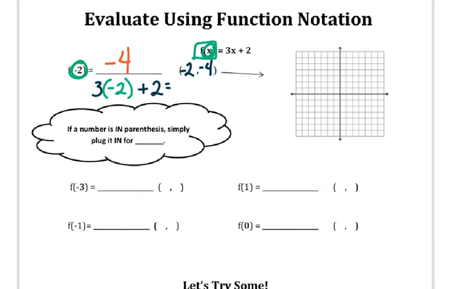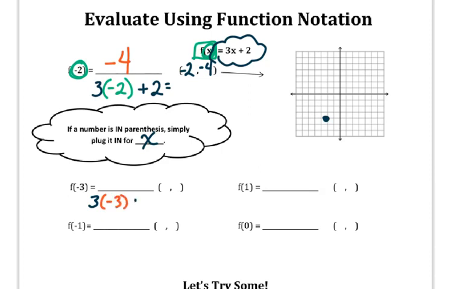And then that becomes an ordered pair, left 2, down 4. So this is an ordered pair that lives in this function. So what we need to do, if a number is in parentheses, simply plug it in for x. Very simple. So I'm still using my same equation for these next examples. So it says take 3 instead of x, x is a -3.